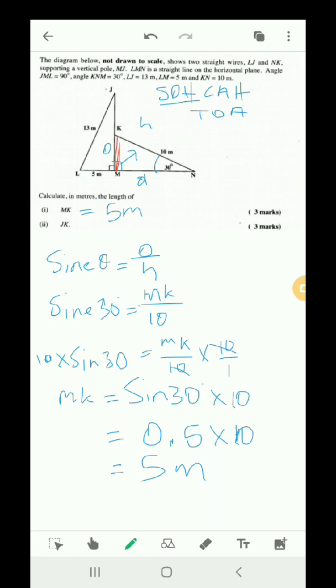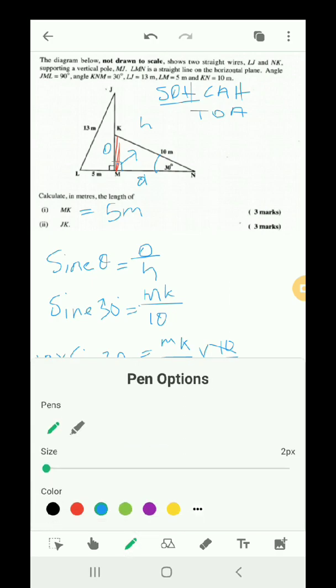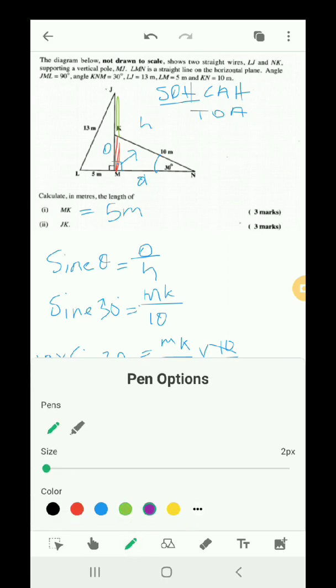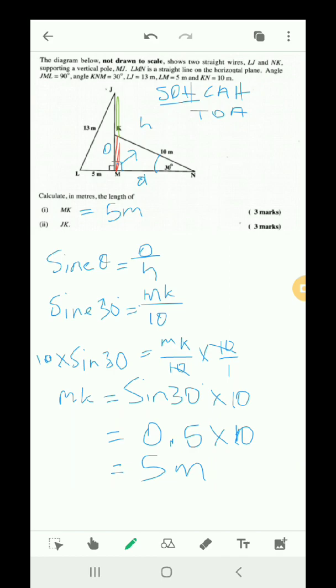Now we need to find the length of JK. Alright, so JK is this line right here. I'll mark it with green. So that's JK there. And it is a part of a longer line, which is MJ. So that long line there, MJ.